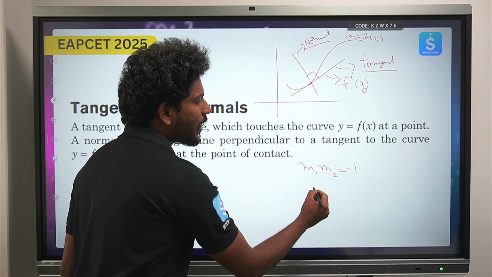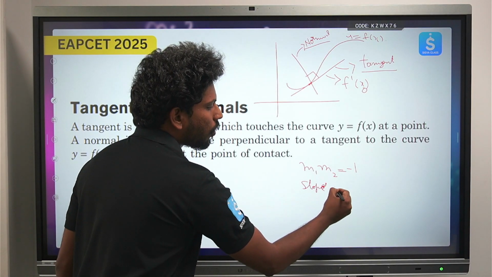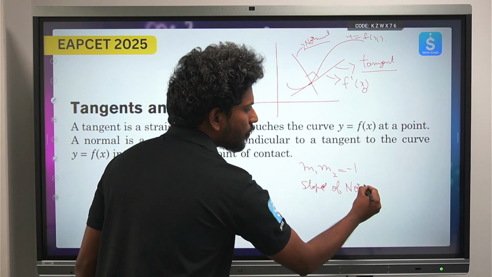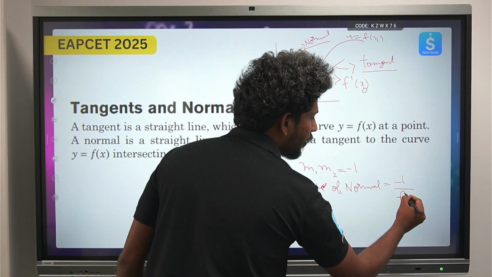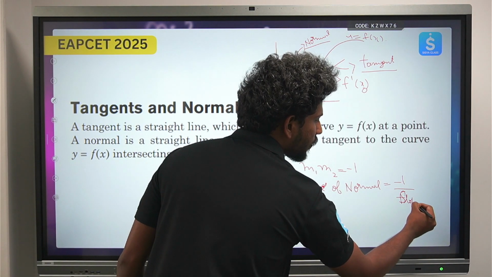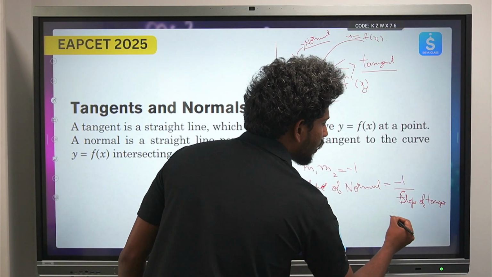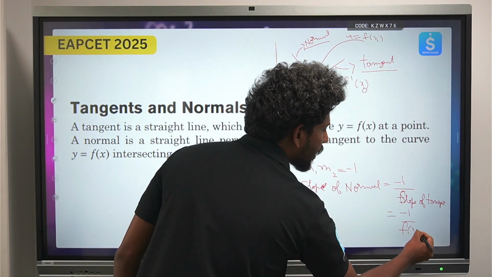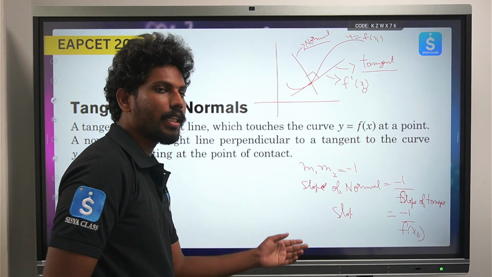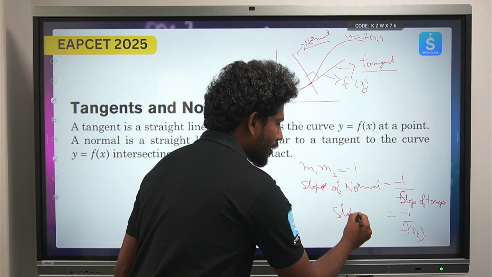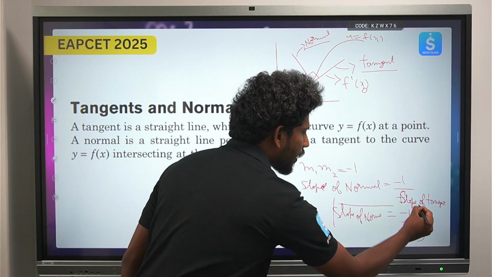So I can say the slope of the normal is equal to -1 by the slope of the tangent. That is, -1 by f dash of x naught. So the slope of the normal is always the reciprocal of the slope of the tangent multiplied by -1. Okay, so this is very simple. We will solve questions based on these.